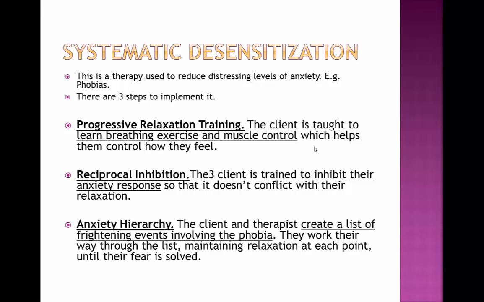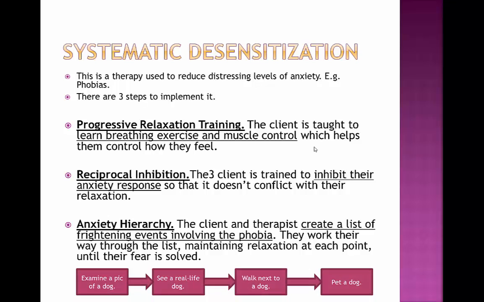At this stage, the client and the therapist create a list of frightening events which are going to involve their phobia. They then work their way through the list, maintaining relaxation at each point, until their fear is eventually solved. So this is an example of how the anxiety hierarchy will actually happen. After we have gone through reciprocal inhibition, and the client has trained so that their anxiety response can be controlled and it won't conflict with their relaxation, which they have learned through progressive relaxation training, they're going to make this list. So in this list, we've put all of these events in order of least frightening to most frightening. The first of which is to examine a picture of a dog.